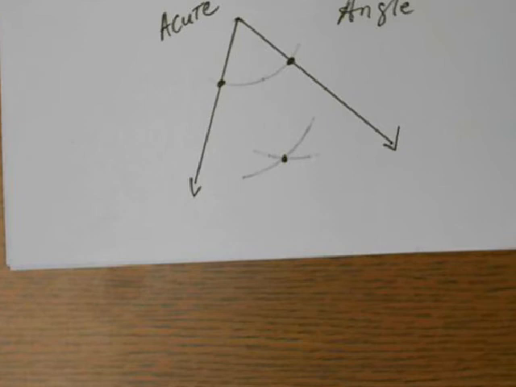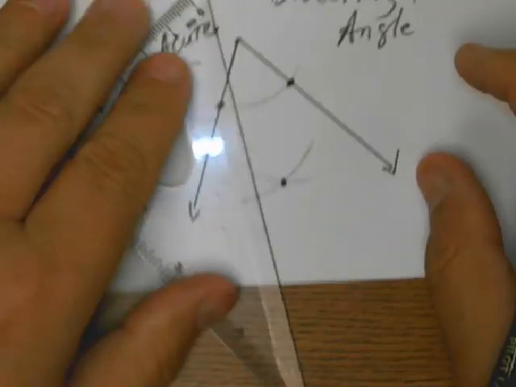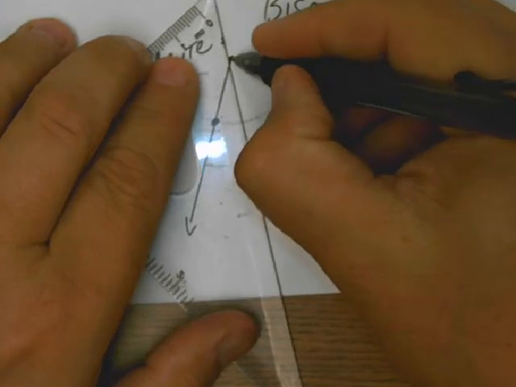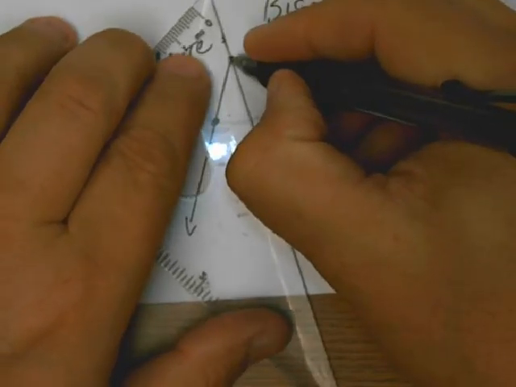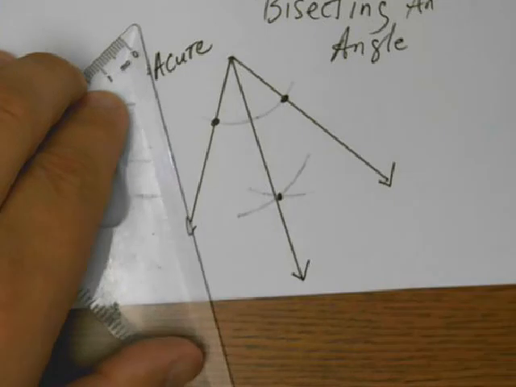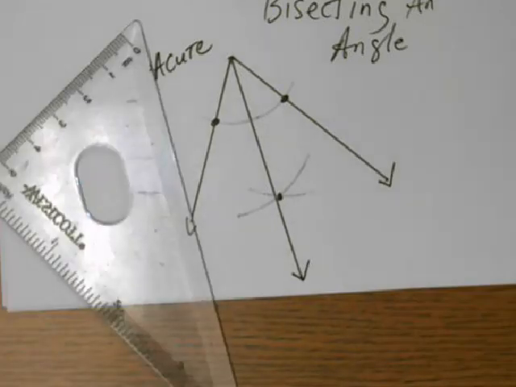Anybody, what do you think we're going to do next? Put a line down the middle. That's right. Connect that point to the vertex. Oh, I missed my dot. Hey, you missed your dot line. I missed it. That's a bisection.